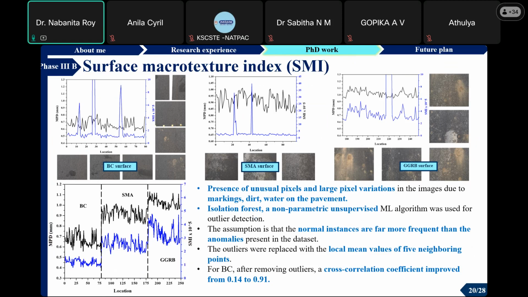So to eliminate the presence of unusual pixels, we have used the isolation forest method, which is a non-parametric unsupervised ML method, to detect these outliers. After removing these outliers, we could see that again with MPD, the SMI, I mean the surface image characteristic that we have obtained for the macrotexture calculation, is correlating very well. For example, after removing the outliers for BC, the cross correlation coefficient also improved from 0.14 to 0.91.